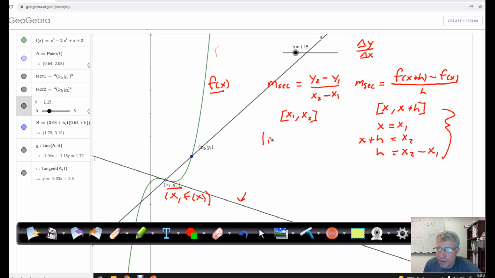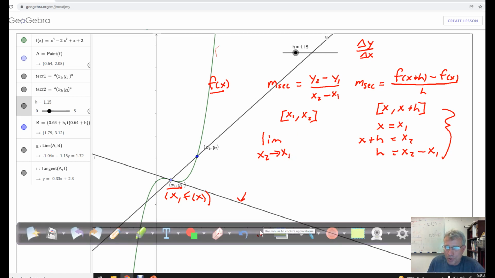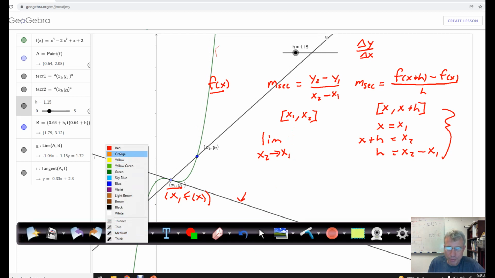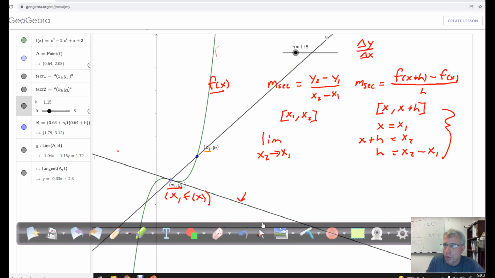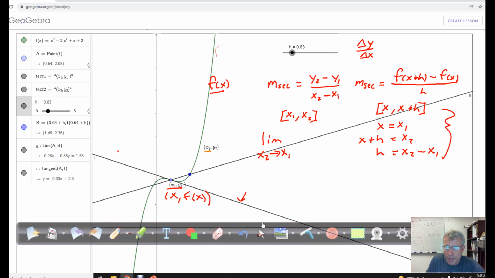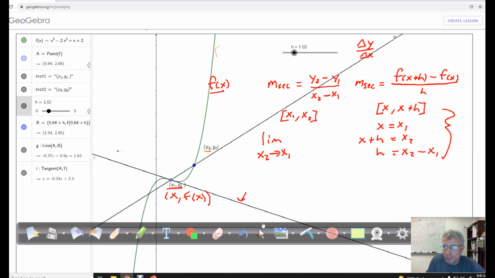So we want to find the limit, maybe if I draw larger, as x sub 2 gets closer to x sub 1. We want to let the x coordinate for this point get closer and closer and closer to x sub 1, so that the slope of the secant line approaches the slope of the tangent line.